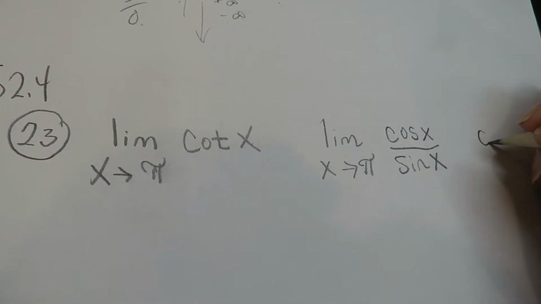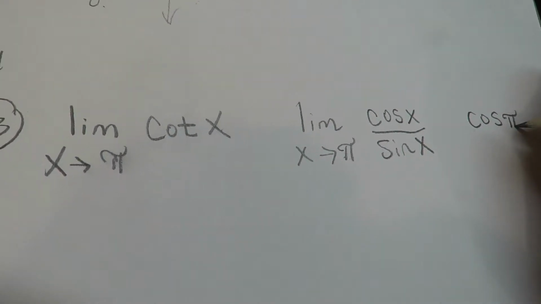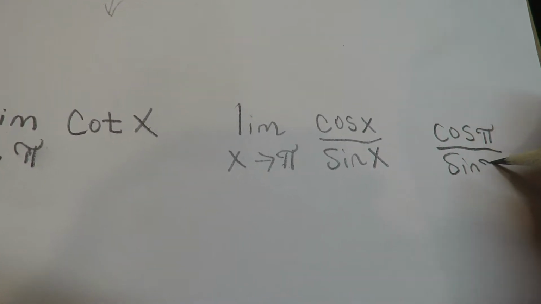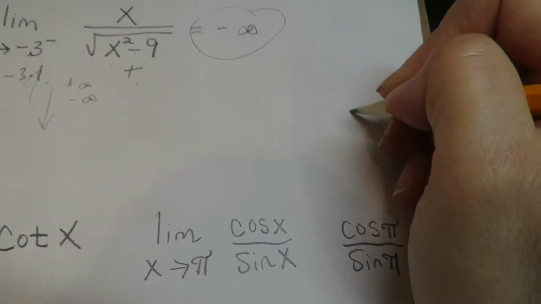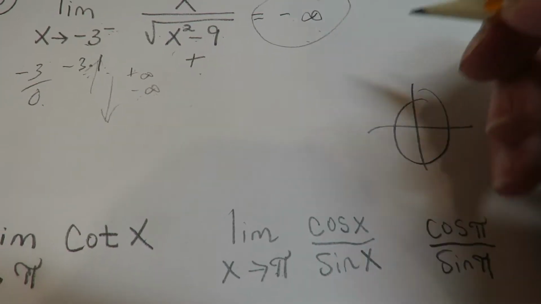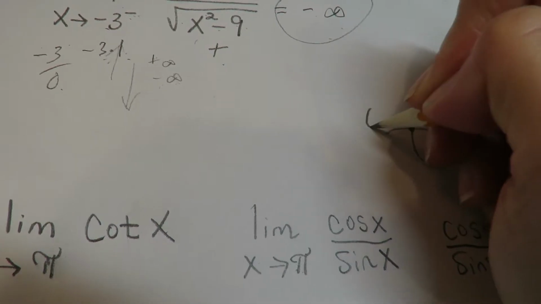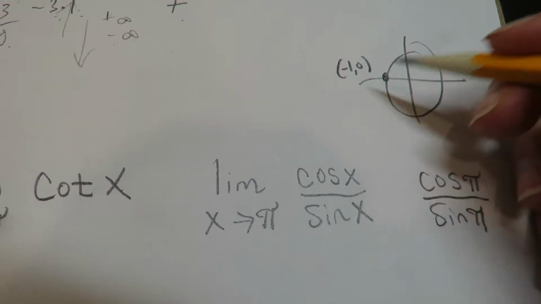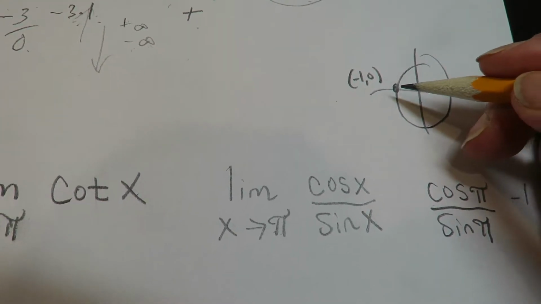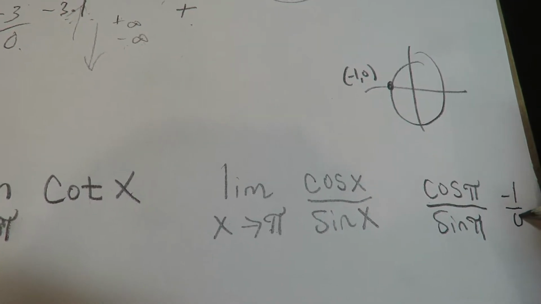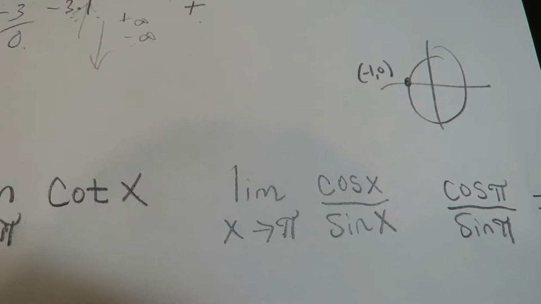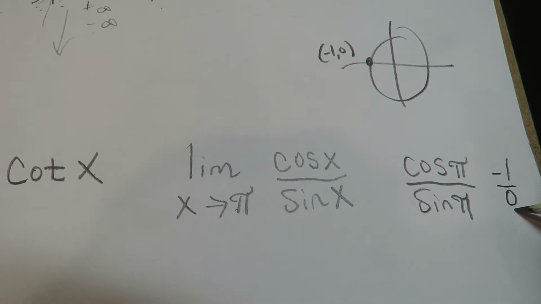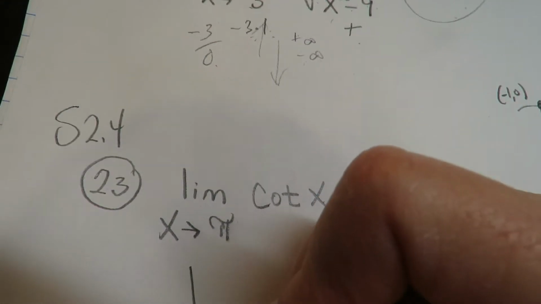So now when I plug this in, I do cosine of pi over sine of pi. Right, we're on the unit circle here at pi. So cosine of pi is -1, sine of pi is 0. So it's a number over 0, which means we're on a vertical asymptote. So right now we know we're on a vertical asymptote.